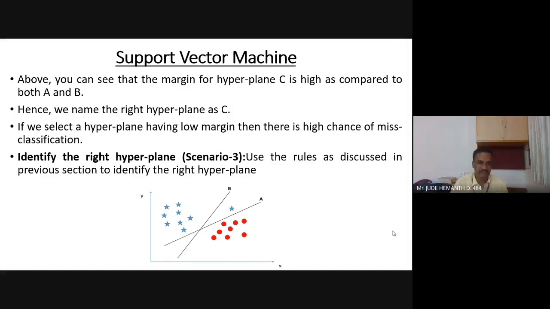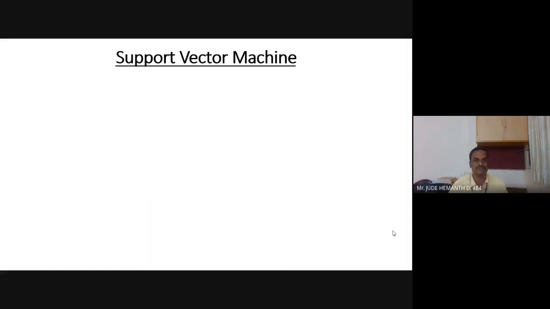Any guess? A or B? I'll repeat once again. If you look at line A, it is able to classify stars and circles in a better way. There is no chance of misclassification, but the line is very close to the circle and the star support vectors. But if you take B, the margin is sufficient, but you need to lose one star, maybe one data point may be inaccurate. So what are we going to choose?